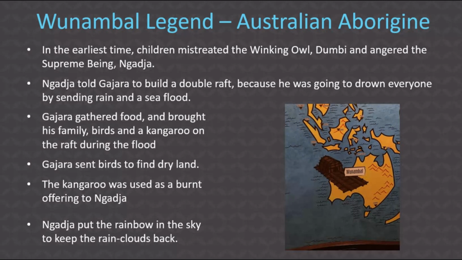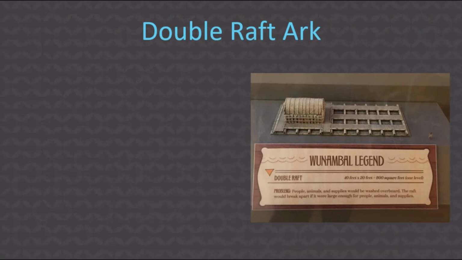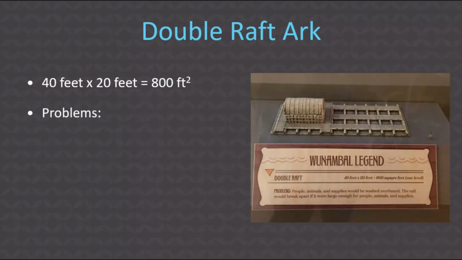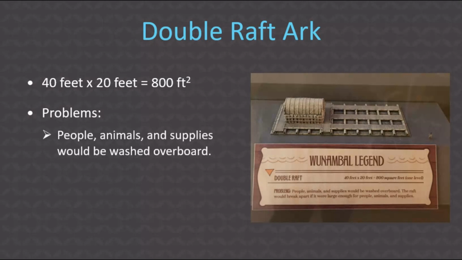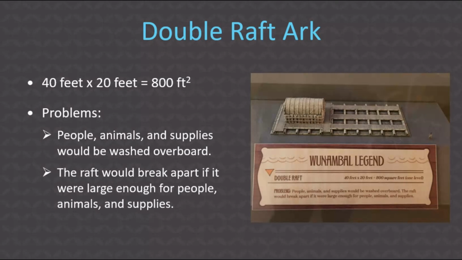Interesting that they sacrificed a kangaroo to their god, and that's how their story was different. So that's the picture of their double raft ark, and it was actually pretty small. It was 40 feet by 20 feet, which was 800 square feet. It was one of the smaller arks in all the different stories. Problems with it, of course, people, animals, and supplies would be washed overboard with any size of a wave, and the raft would break apart if it were large enough for people and animals and supplies.